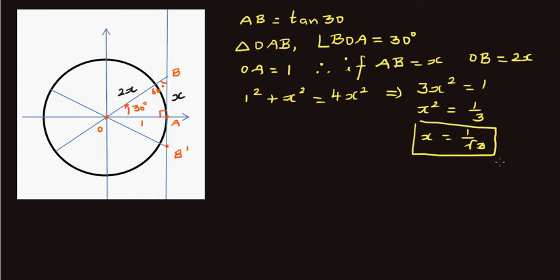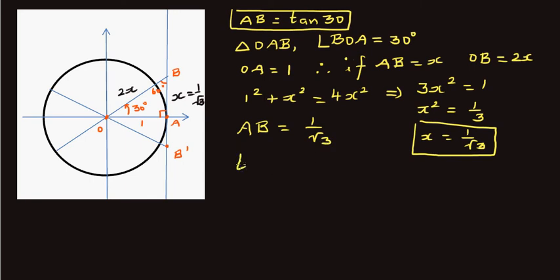Okay, so from this we can prove many results. So what we are saying is this is 1 over root 3. So what does that mean? We already know that AB is tan 30. And now we have proved AB is how much? AB is 1 over root 3. So from this we can say that tan 30 degrees is 1 over root 3.